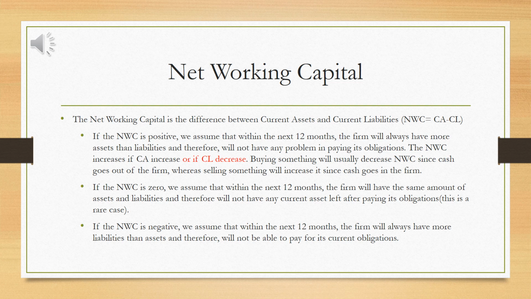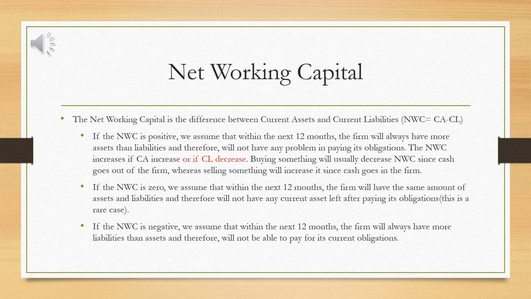If the net working capital is positive, we assume that within the next 12 months, the firm will always have more assets than liabilities, and therefore will not have any problem in paying its obligations. The net working capital increases if current assets increase or if current liabilities decrease. Buying something will usually decrease net working capital since cash goes out of the firm, whereas selling something will increase the net working capital since cash goes into the firm.